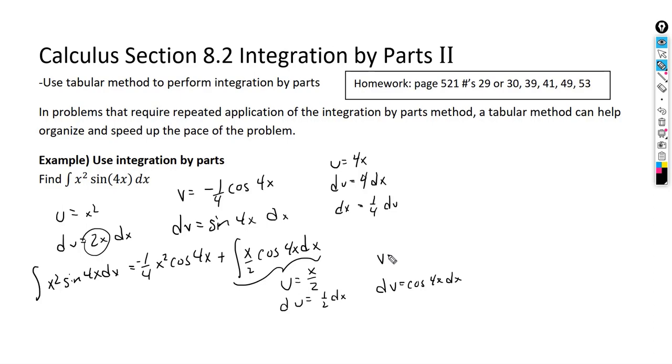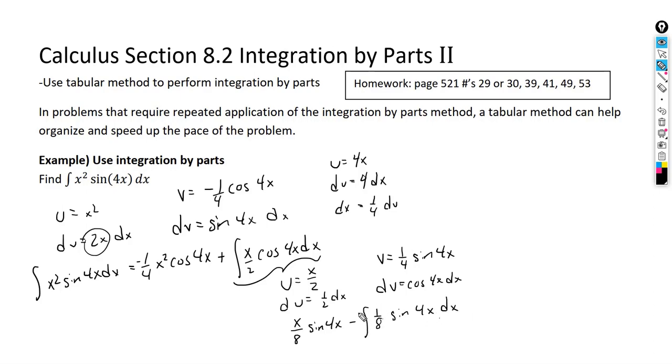And then my v is now the integral of this. Again, my integral is going to have a 1/4 out front because of the chain rule. So I'm going to turn that into x over 2 times 1/4 sine of 4x. So that's x over 8 sine of 4x minus the integral of 1/4 sine of 4x times 1/2 dx. So that's going to be 1/8 over here dx.